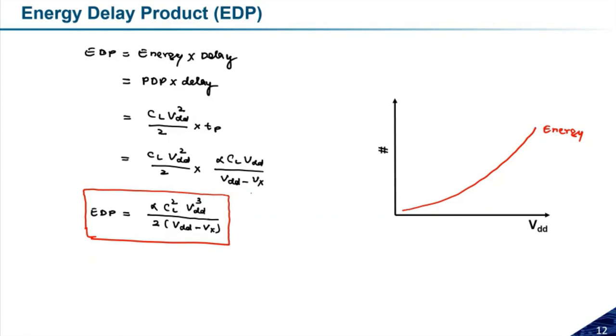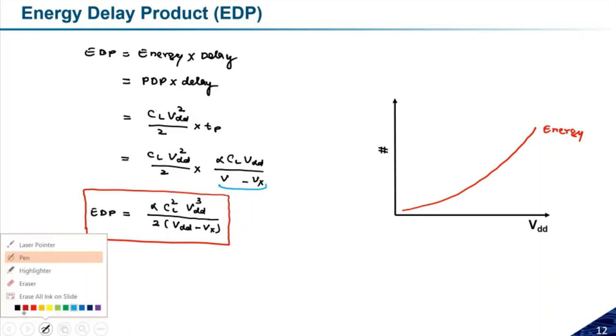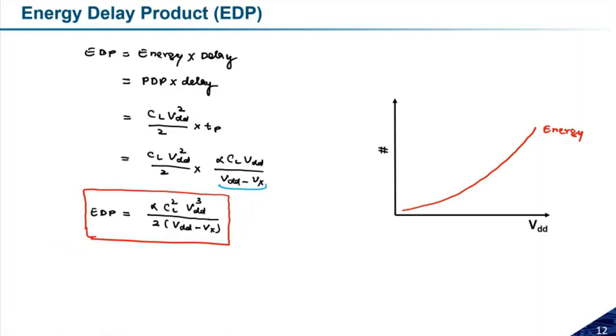If you see this formula for the delay, it depends on this VDD minus VT. If I reduce the VDD, then this component will become lower, more lower than the upper one, so the denominator will start dominating. So the delay component will reduce like this. So this is all about the delay, which we have seen.